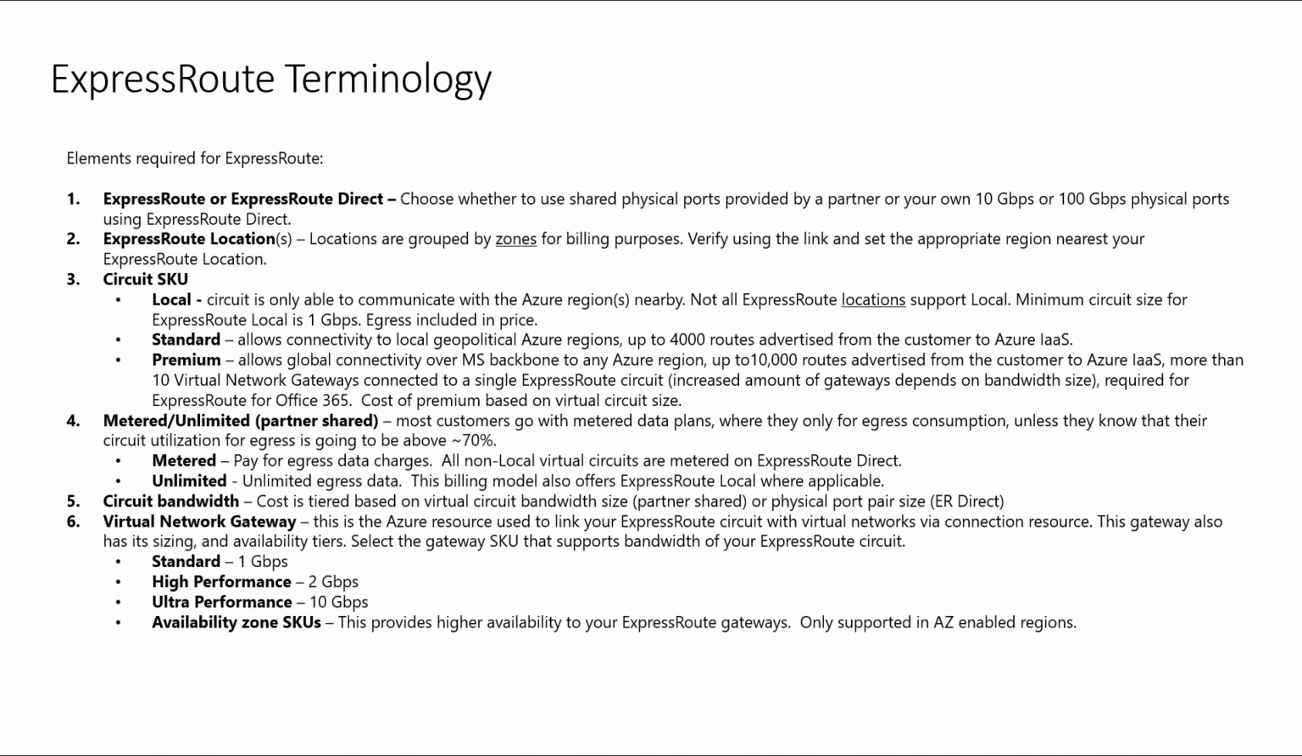Talking about virtual network gateway, it is used to link your ER, your ExpressRoute, to a VNet. Depending on your requirement, right, you select the appropriate gateway SKU like standard, high performance, or ultra performance, etc. Talking about availability zone SKU, it provides high availability to your ExpressRoute gateway, and only certain AZ regions are supported at this point in time. There are more AZ regions coming in future, but for now, just check which regions support AZ-enabled capabilities so that you can have the correct SKU for your deployment.